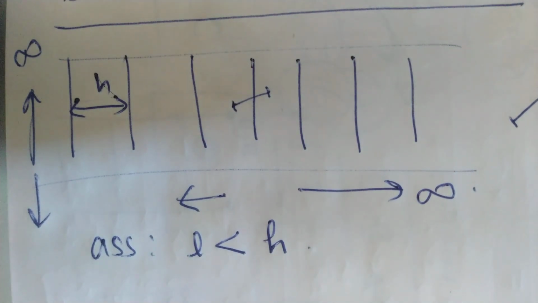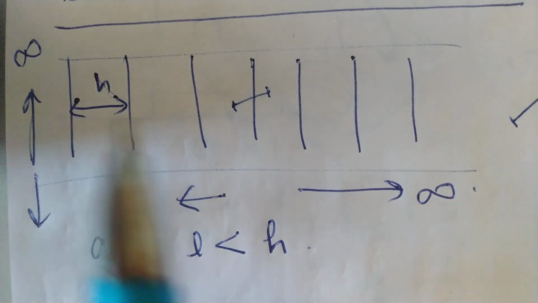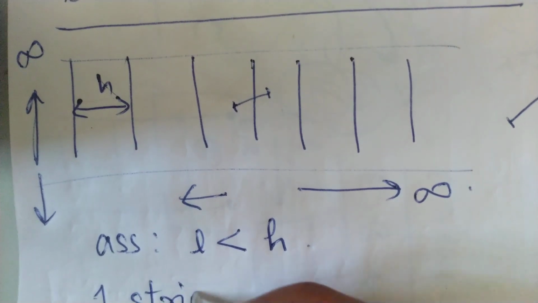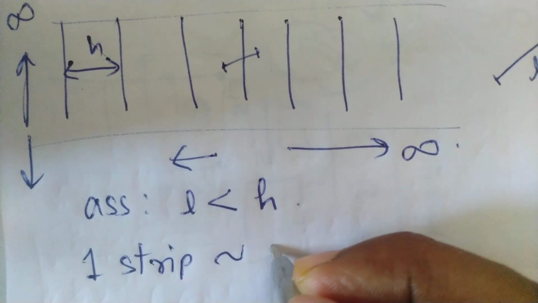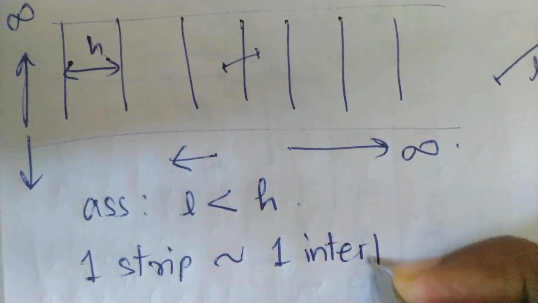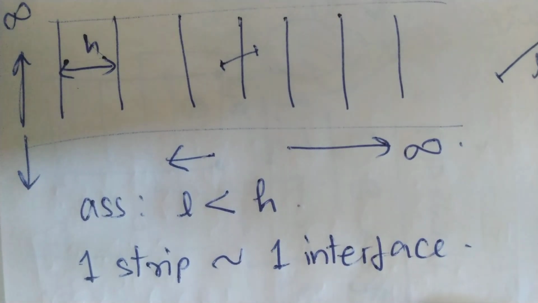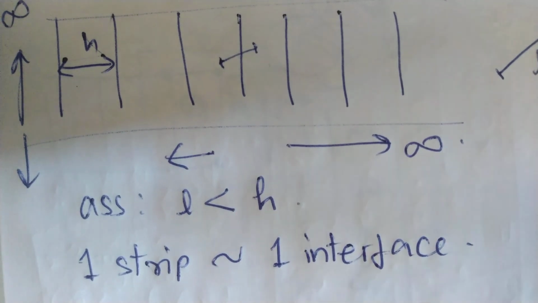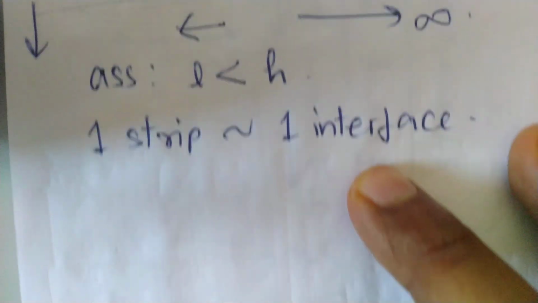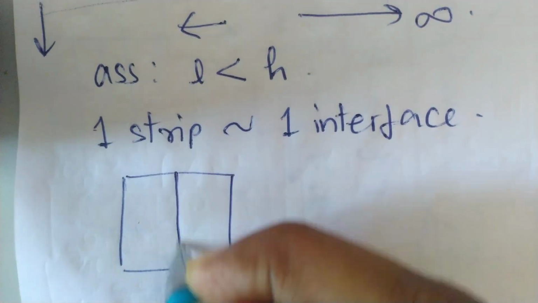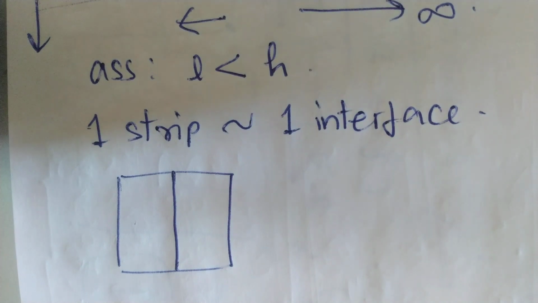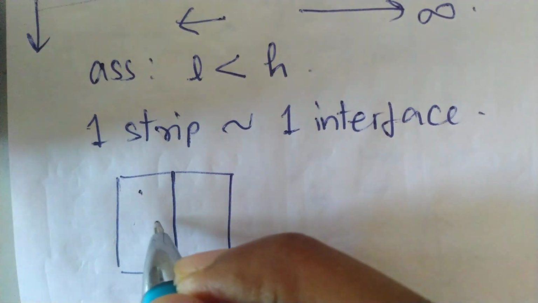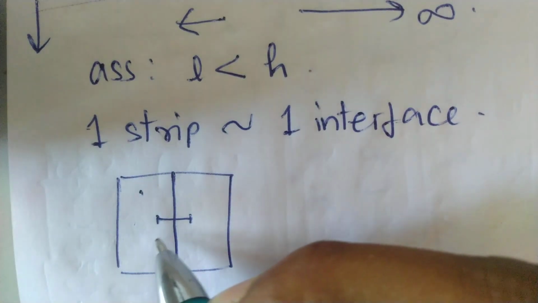But to start looking at the problem, if you have an infinite number of strips, you can say that one strip corresponds to one interface. Now, we want to find the probability of the needle falling on the interface. So now let's just look at one interface. First we look at the case where the needle falls just straight, so there's no angle involved right now.